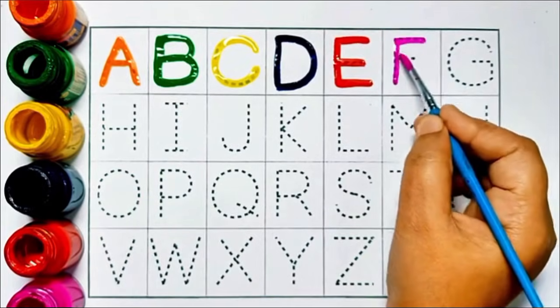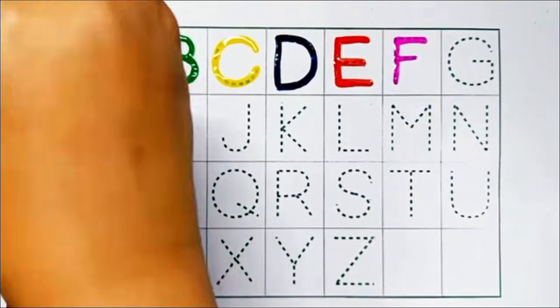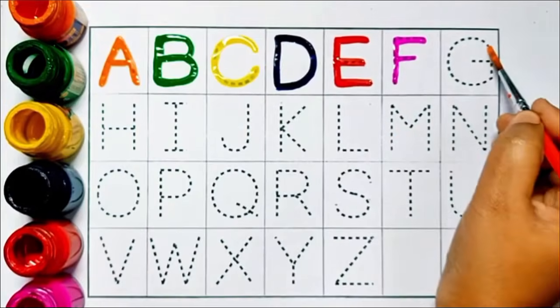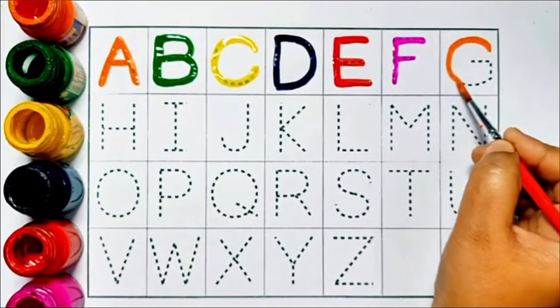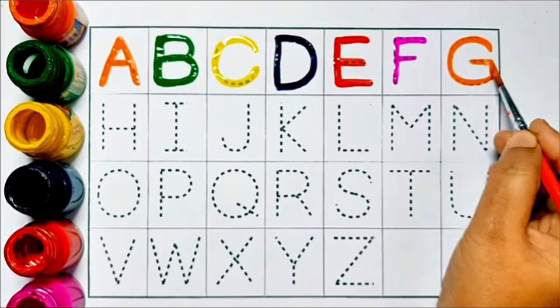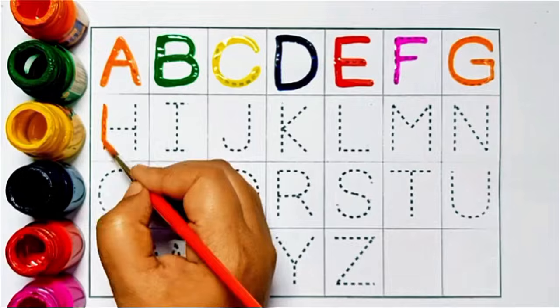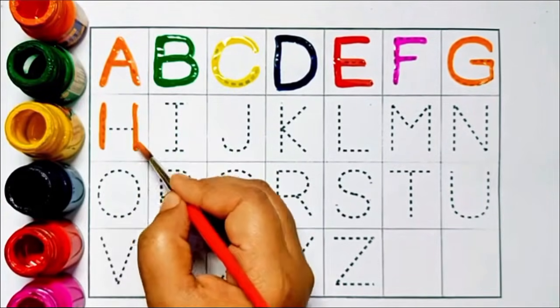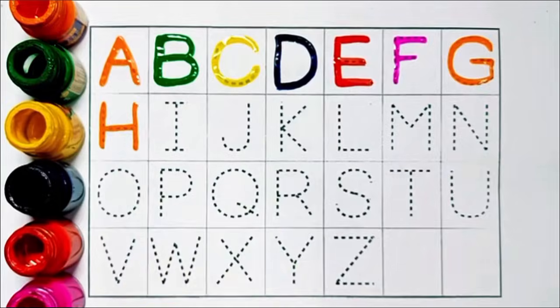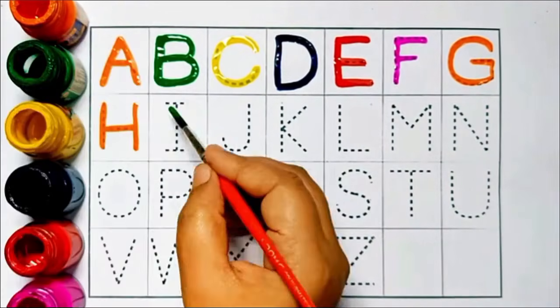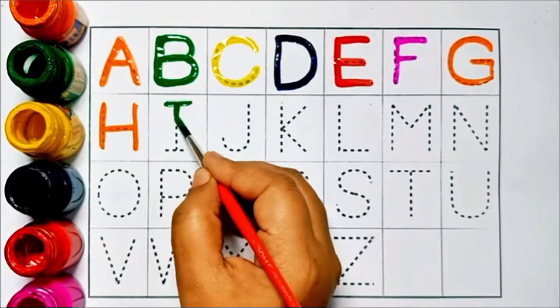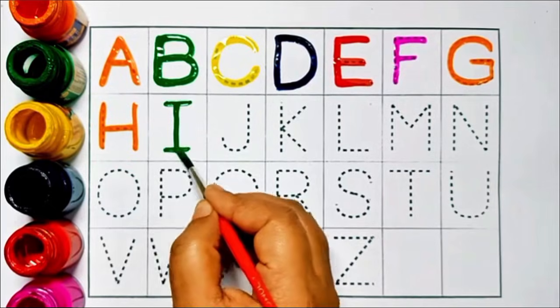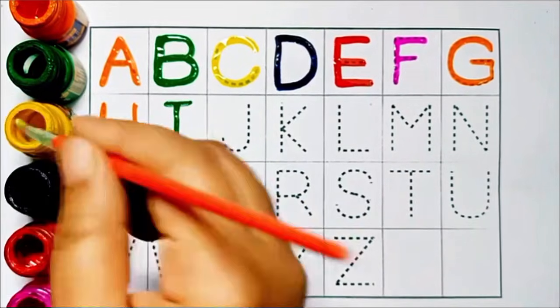Pink color, F for fish. Orange color, G for gorilla. H for horse. Green color, I for iguana.